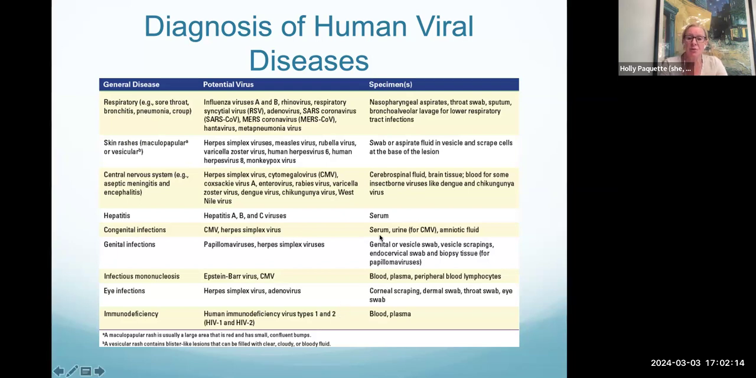But you'll see too that we have a lot that we do serum or blood for. And often these are viruses that we can detect in the bloodstream. And so we would need to take a blood sample from somebody. So keeping in mind that each of these would be specific to the type of virus that we're looking at.